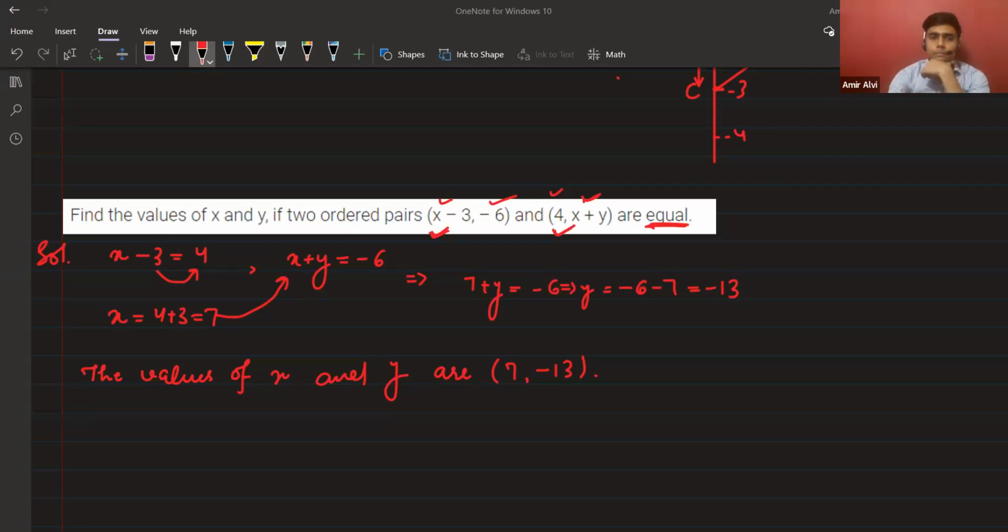Simrat, are you there? So in linear equations in two variables, this is a very easy chapter. No need to worry about it. Basically, solution of a pair of linear equations is also there.